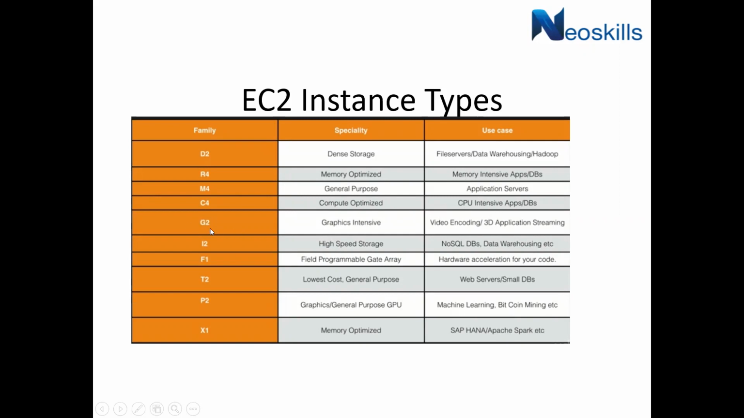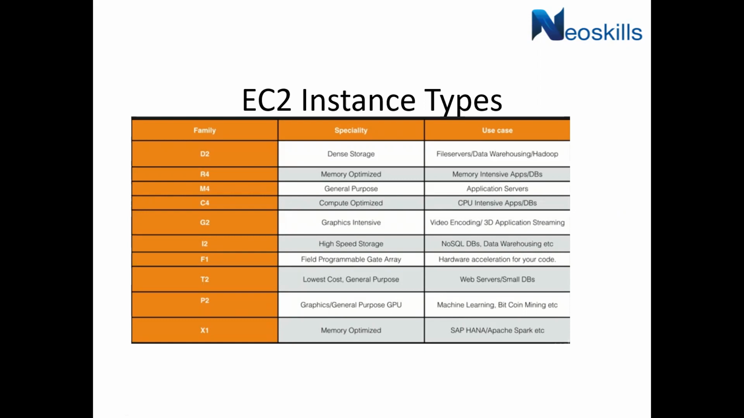G is more used for graphics, which is for video streaming, video encoding. I type of instances are used for high speed storage, which is where you need high IOPS, specifically databases, NoSQLs and other stuff. F is used for, again, field programmable gate arrays. So you can keep this in mind.